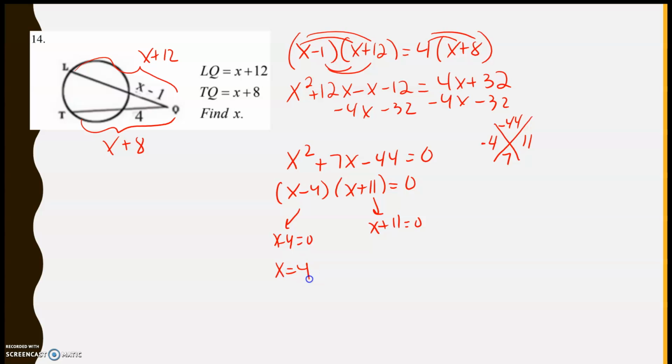X is equal to 4. X is equal to negative 11. Well, I can't have a negative 11 length here. Negative 11 minus 1 would give me a negative length here. So this one doesn't work, which means x has to equal 4.